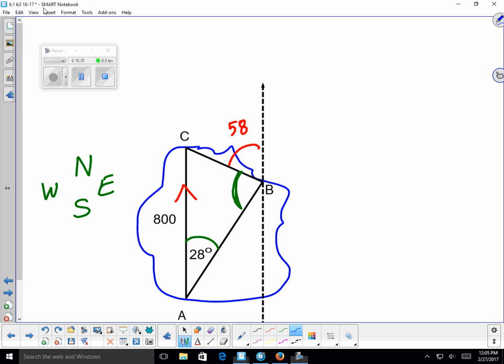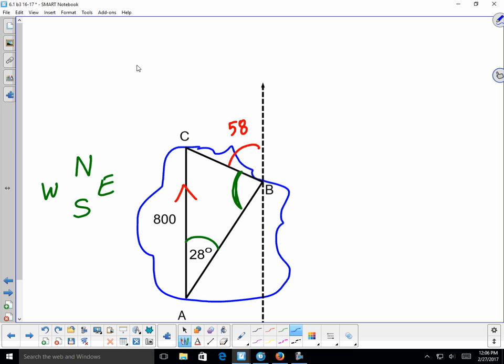Okay, so in this example, it says on a small lake, a child swam from point A to point B at a bearing of north 28 degrees east. The child then swam to point C at a bearing of north 58 degrees west. Point C is 800 meters due north of point A. How many total meters did the child swim?